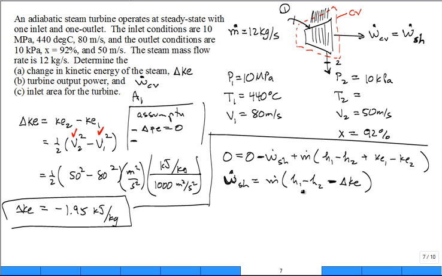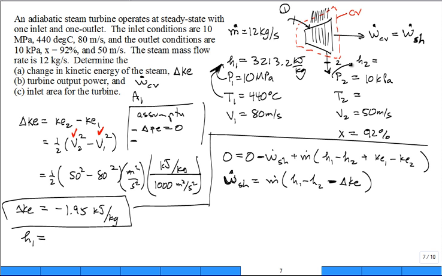See? So h1's high. We go to our steam table and we look up h1. Maybe I didn't leave room here, but I can look up h1 knowing this pressure and this temperature. It's 3213.2 kilojoules per kilogram.